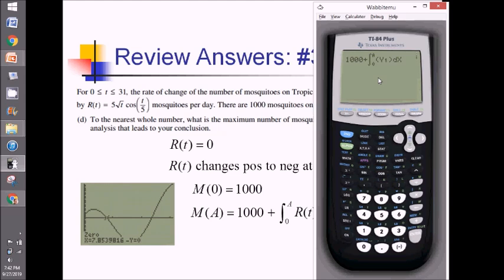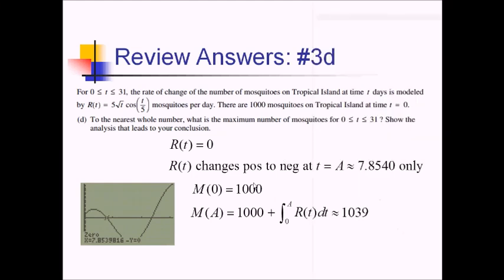And how many mosquitoes is this to the nearest whole number? Drum roll, please. Buzz, buzz, buzz. We've got 1,039 mosquitoes, which is more than we started with. So far, this is the number to beat.